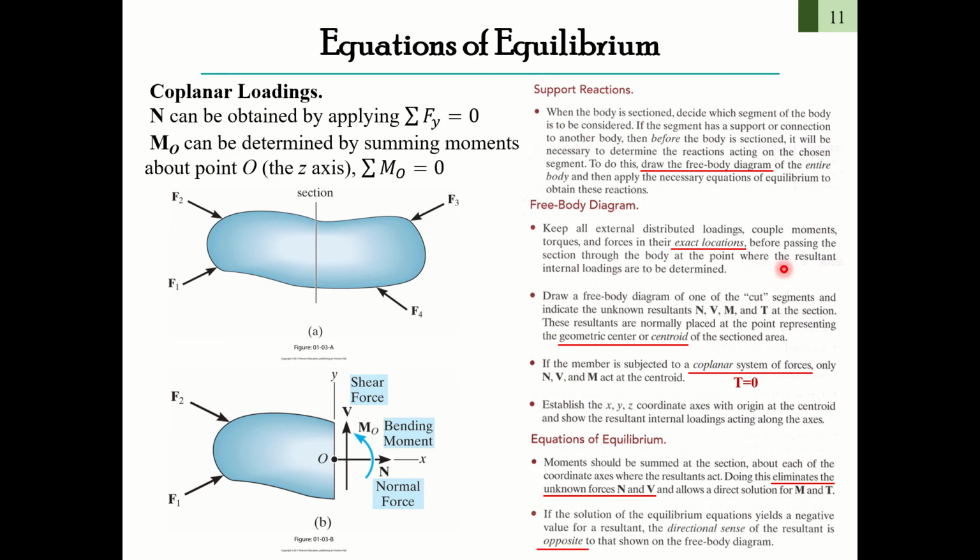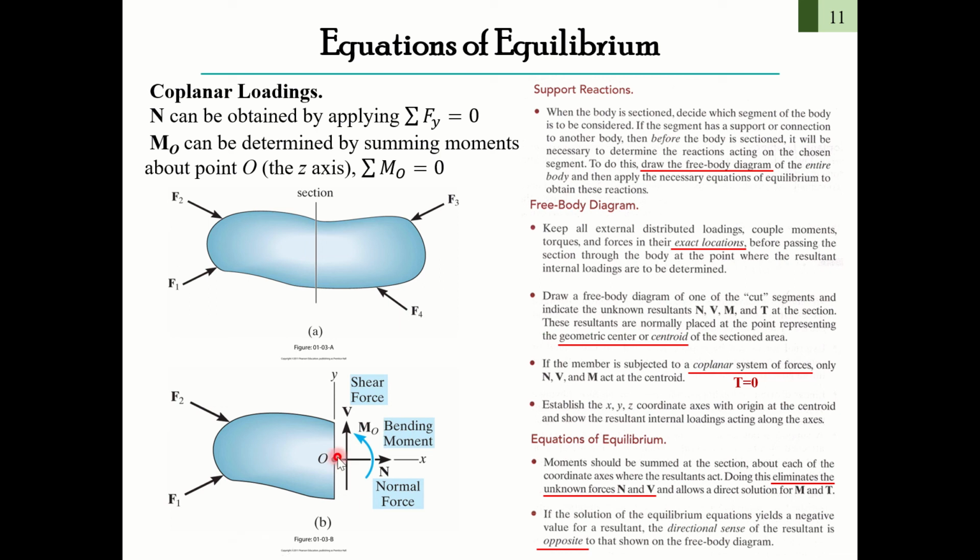You should keep the external distributed load, or moment, or torque, or force in their exact location. You have to check the exact location of the external load and draw the free body diagram. To draw the free body diagram, you select one section and cut it off. You have the normal force, you have the shear force, you have the bending moment.